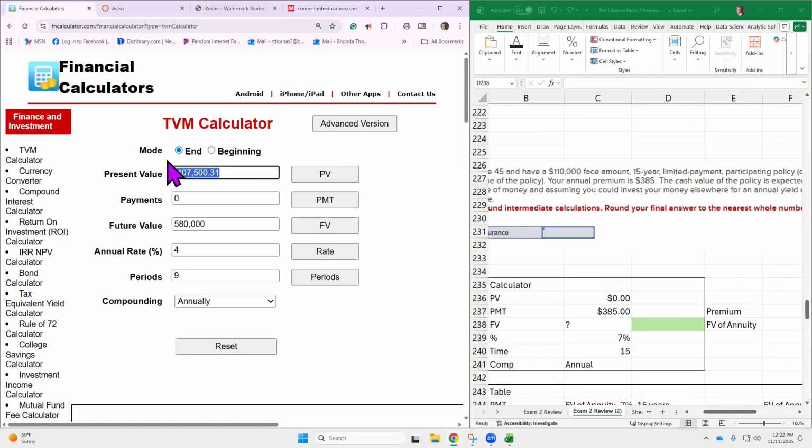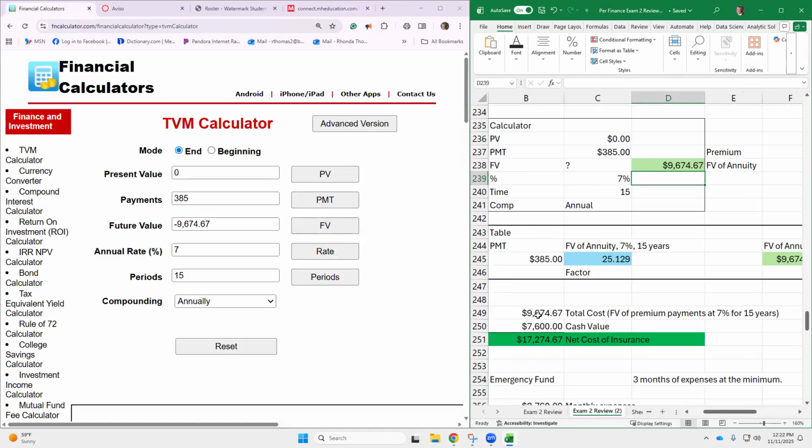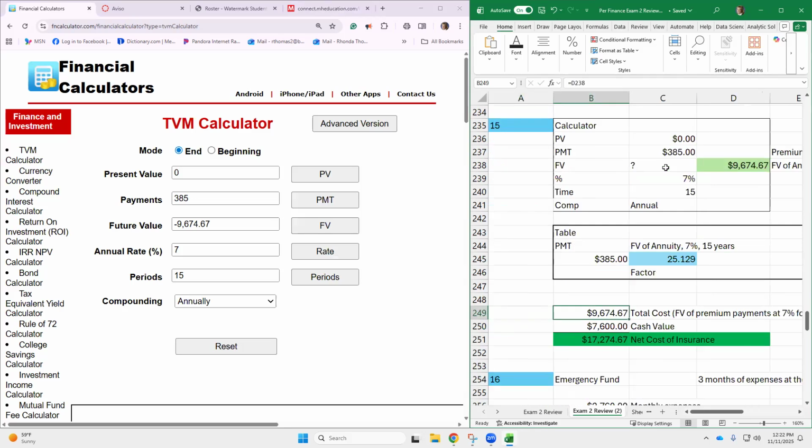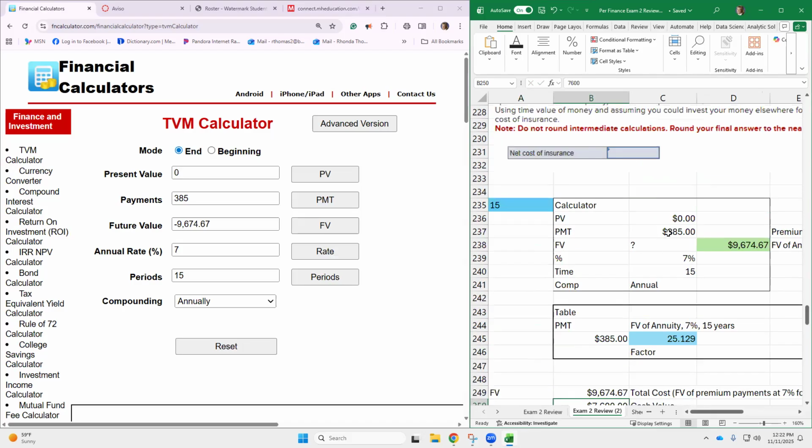If we would have socked this away in an account instead of buying insurance, present value is 0, payments are $385, and we're looking for the future value at 7% for 15 years. So the future value is $9,674.67. There it is. We're going to put that number in right here because we're going to compare. The top number is what you found for the future value, and the second number is the cash value of the policy.